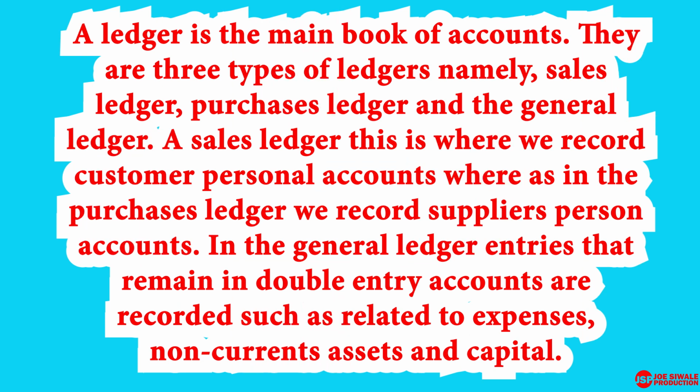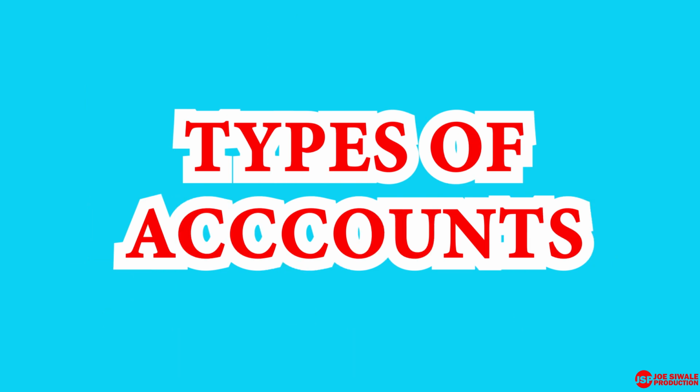We can now look at the ledger. The ledger is the main book of accounts. There are three types of ledgers, namely sales ledger, purchases ledger, and the general ledger. In the sales ledger, we record customers' personal accounts, whereas in the purchases ledger, we record suppliers' personal accounts. In the general ledger, entries that remain in double entry accounts are recorded, such as those relating to expenses, non-current assets, and capital.